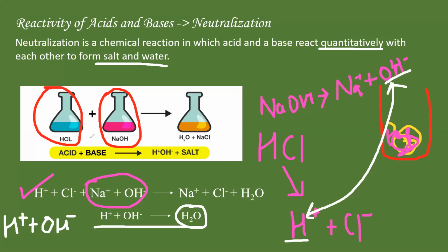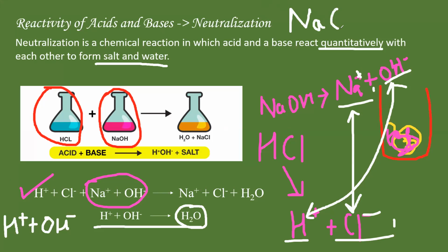Nothing but the acid and the base dissociate. Out of that, the H plus ions and the OH minus ions combine with each other to form water. And the remaining thing is nothing but Na plus and Cl minus. So now this is plus, this is minus. Valence is also 1 and 1. So what's going to happen is that they're going to combine with each other now to form nothing but NaCl.